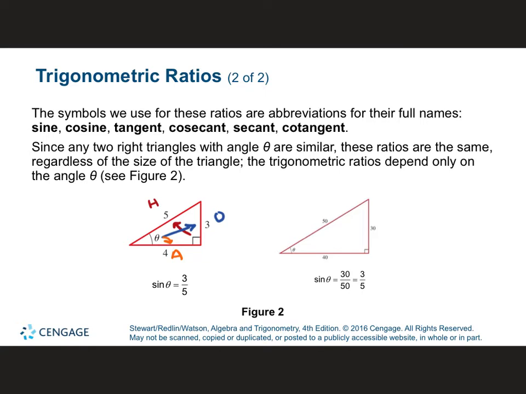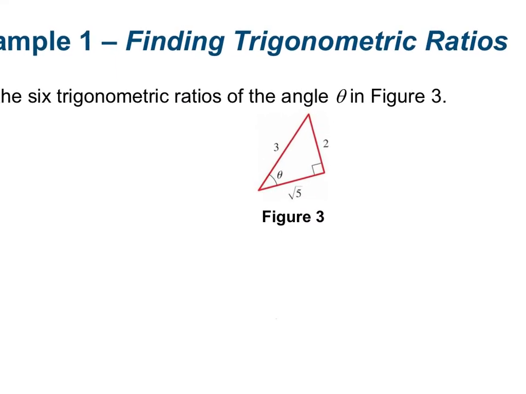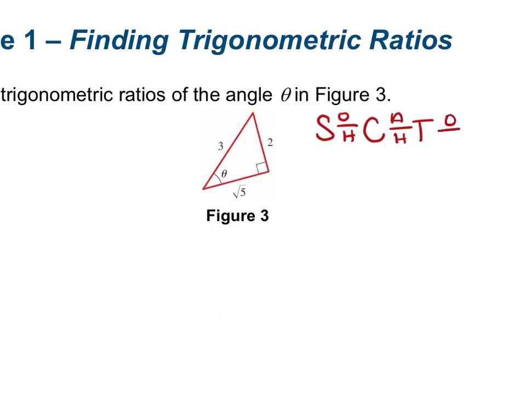So with this, we're going to move into our first example. We're going to find the 6 trigonometric ratios of angle theta in this triangle. We see that theta is in that bottom left-hand angle of this triangle. You want to remember, if it helps you, SOH CAH TOA. From here, you would just take the reciprocals of these for cosecant, secant, and cotangent.